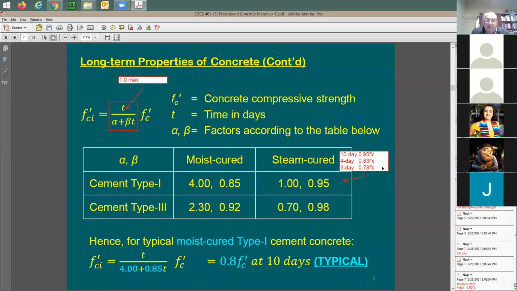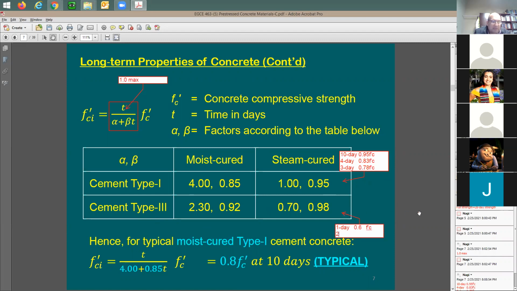Now, someone says, I'd like to do it in the same day. So I said, well, why don't you go here? Now tell me, how about after 1 day? How much strength would you gain? Cement type 3, steam cured, 0.6. 2 days, you should be done, right? 0.75. 75.